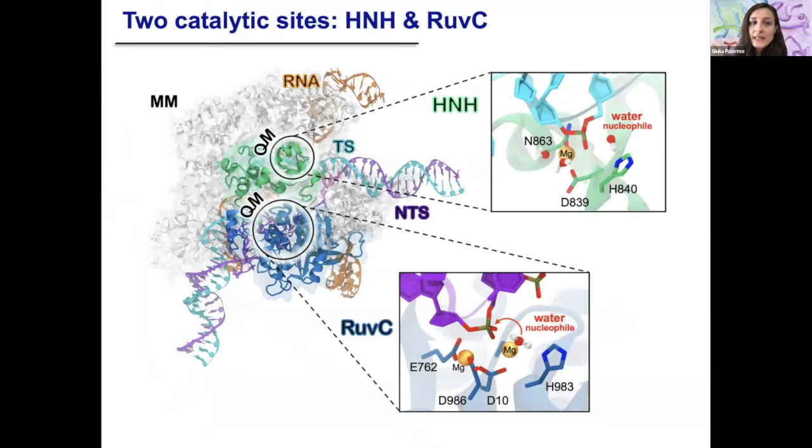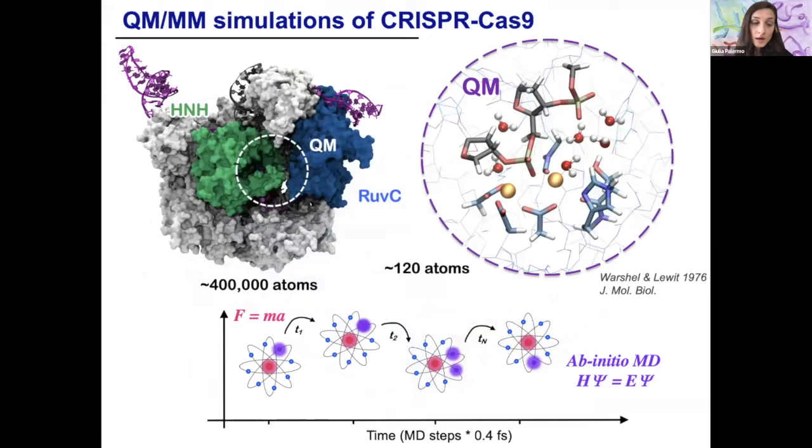So Cas9 cleaves DNA, the two strands of DNA, through catalytic domains, HNH and RuvC. Also in this case, we wondered, how is this happening? How does Cas9 cleave DNA? And to understand this mechanism, we used quantum mechanical simulations, in particular mixed methods, where the core of the system is treated at a quantum mechanical level and the rest of the system is treated at the classical level.